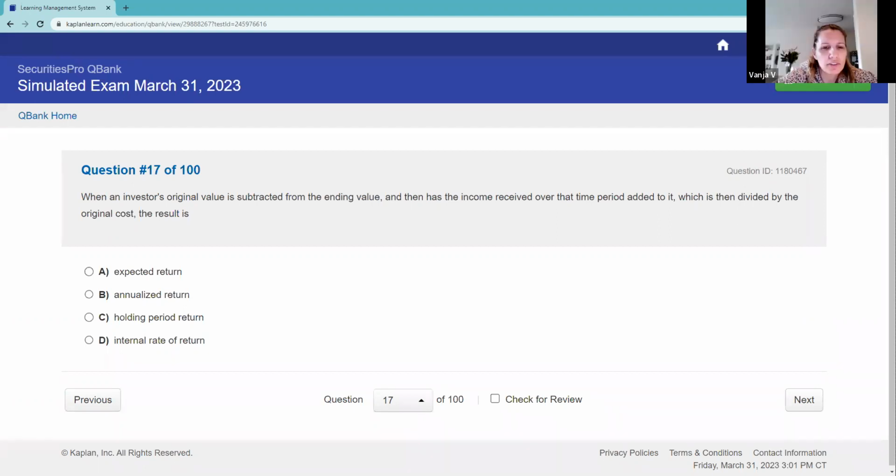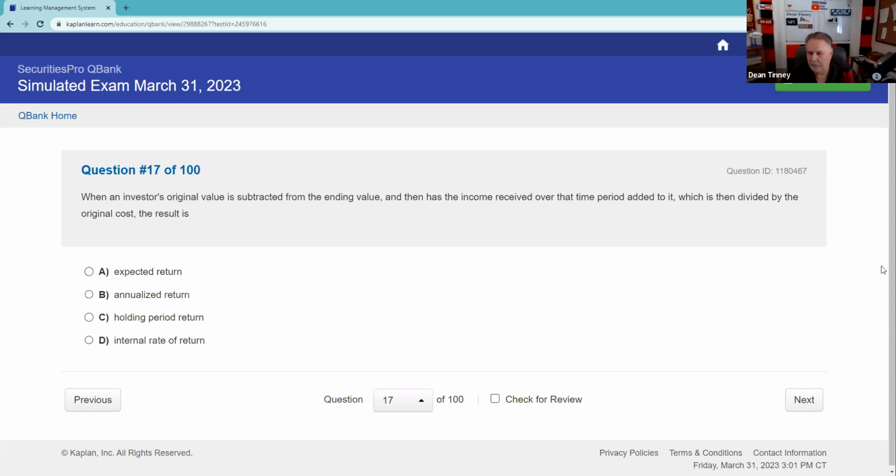When an investor's original value is subtracted from the end value, and then has the income received over that time period added to it, which is then divided by the original cost. So an investor's original value is subtracted from the ending value, that's A. Then the income received for that time is added to it, B. So A plus B, which is then divided by the original cost. So A plus B divided by C.